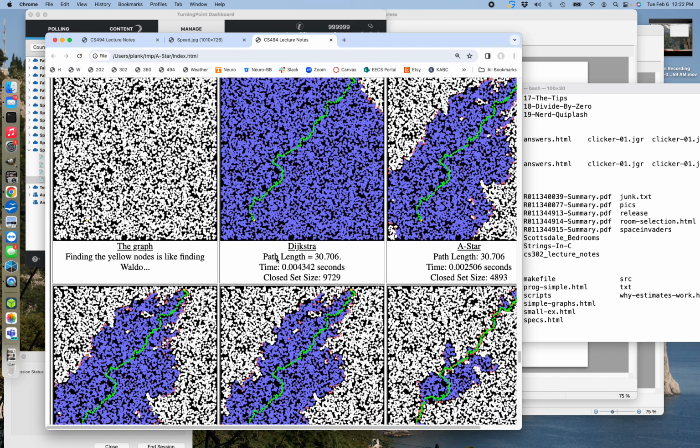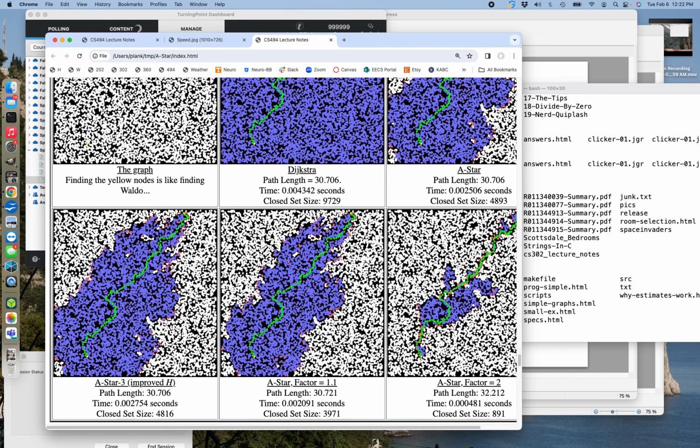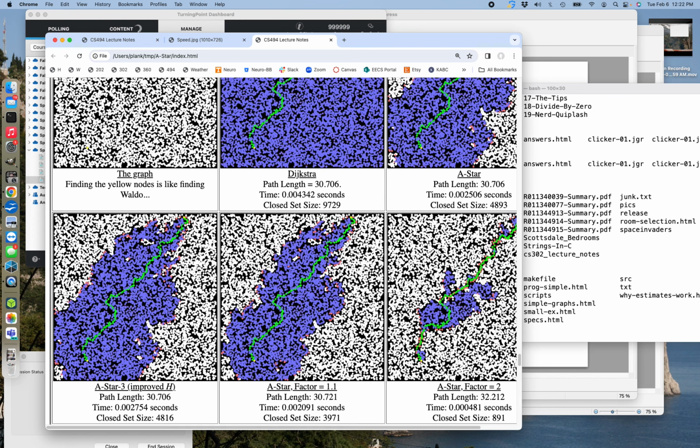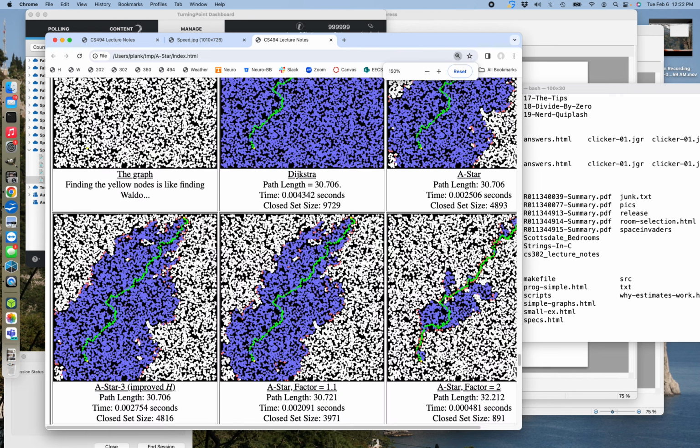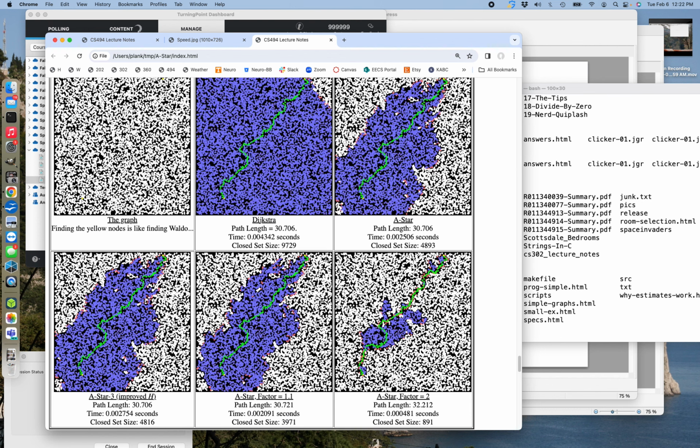Here's A star with the improved heuristic down here. And if you look at the closed set size, it is indeed smaller, right? 4816 versus 4893, but it actually is slower because of the extra calculation.